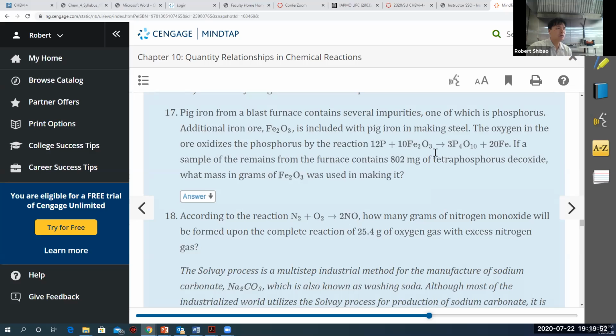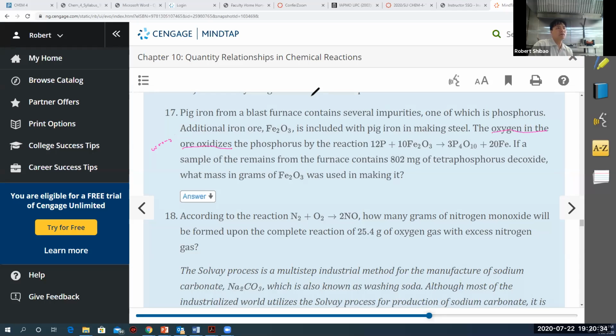The oxygen in the ore oxidizes the phosphorus by reaction. Here's the iron ore, which is rust. We take rust and react it with phosphorus, then the oxygen and the phosphorus react. This is a redox reaction. Oh, this is kind of a weird redox reaction. They're saying the oxygen in the ore oxidizes. That's wrong. This is wrong, unfortunately. The oxygen in the ore oxidizes. That's wrong.